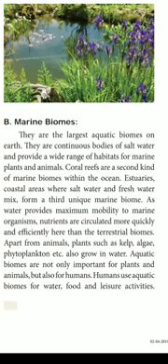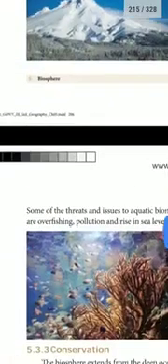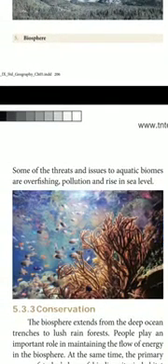Aquatic biomes are not only important for plants and animals but also for humans. So humans use aquatic biomes for water, food and leisure activities. Okay, some of the threats and issues to aquatic biomes are overfishing, pollution and rise in sea level. So what do you know about this marine biome? It is one of the largest aquatic biomes on the earth. They are continuous bodies of salt water, and coral reefs are the second kind of marine biome, and estuaries, coastal areas where salt water and fresh water mix, form a third unique marine biome.